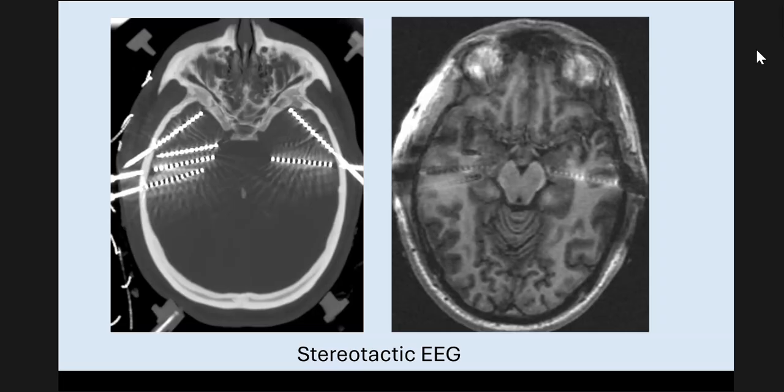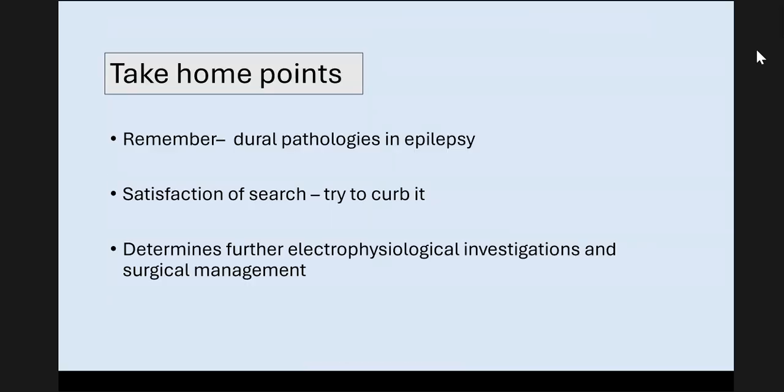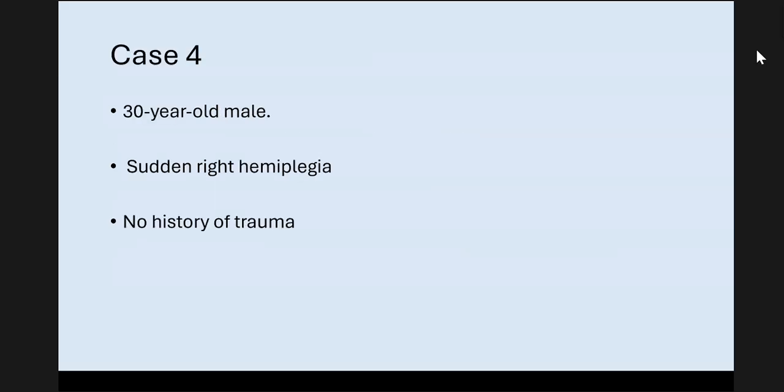And then an informed decision can be made about surgery: which area should we go for first, whether we should leave both areas, or whether surgery should be done in a stepwise manner. First the mesial temporal sclerosis, then the focal cortical dysplasia, or vice versa. So your assessment will determine further stereotactic EEG assessment and surgical management. So these are the take-home points which I have already mentioned from these three cases. So let's move on to the next case.